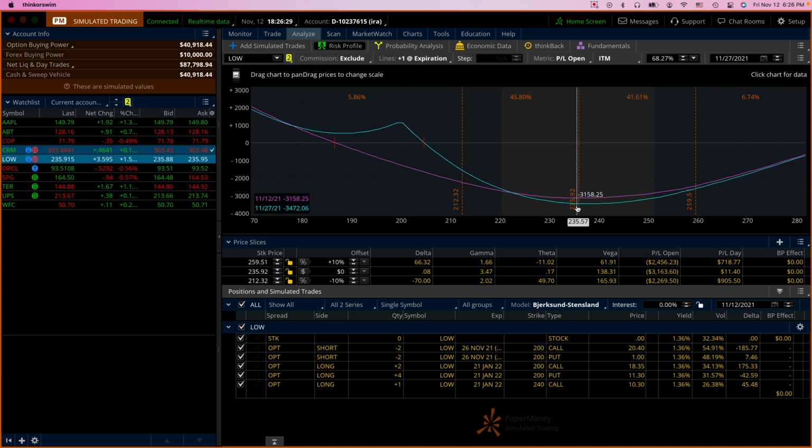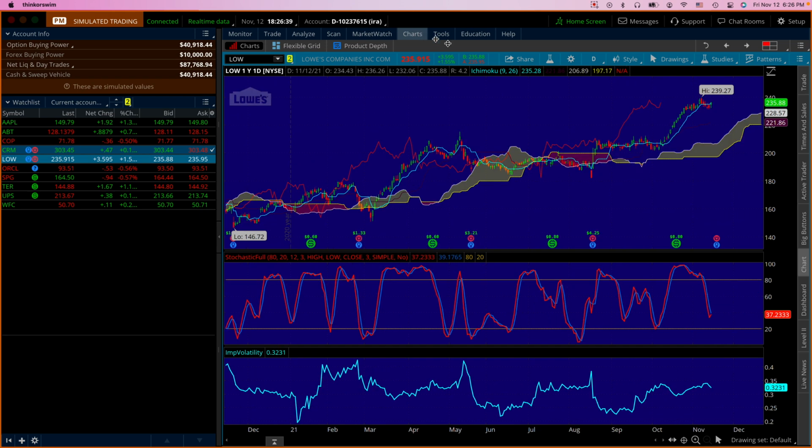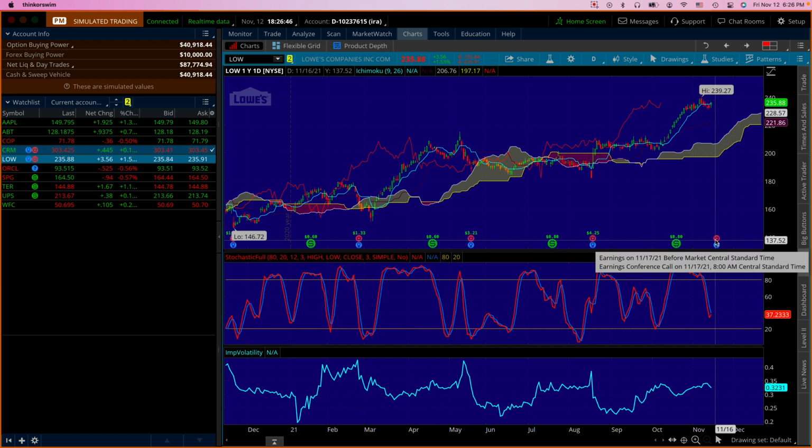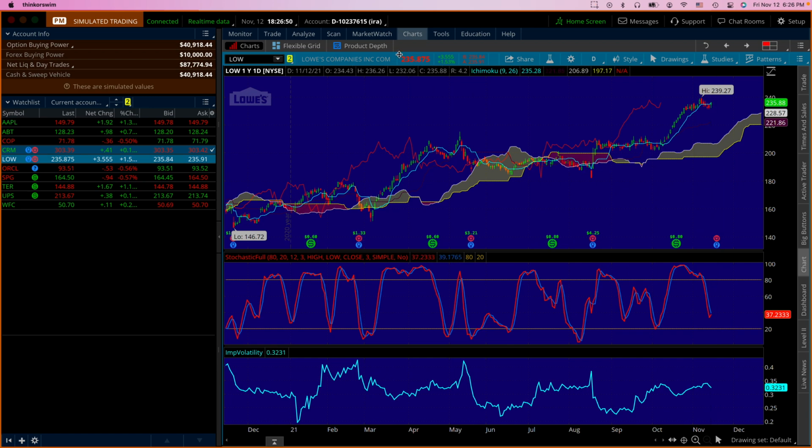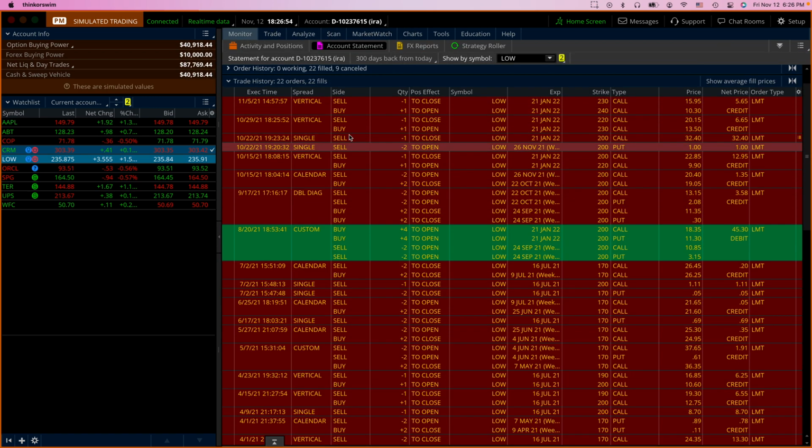Same thing here. We are pretty much in a delta neutral position. We don't care if it goes up and down. We have taken profits. That's why it looks so weird. Okay. Let's take a look at the chart. So when the stock was going up, I was taking profits. But now it is due for earnings on the 17th before the market. So that's sometime next week.